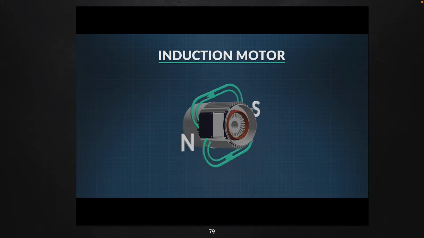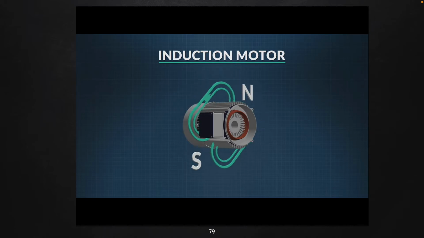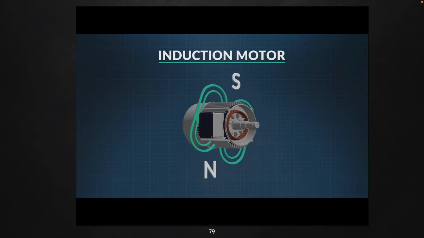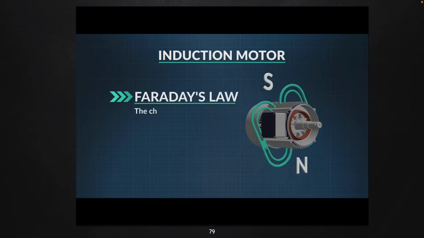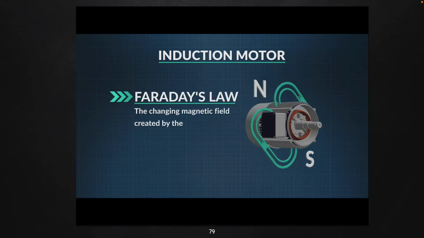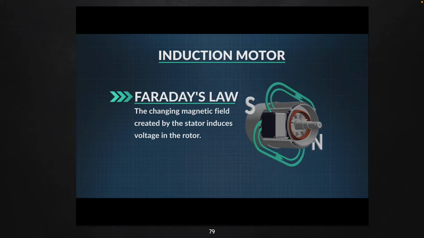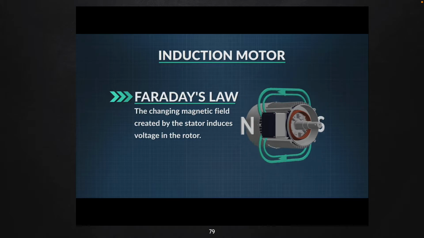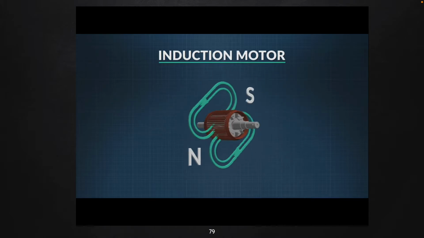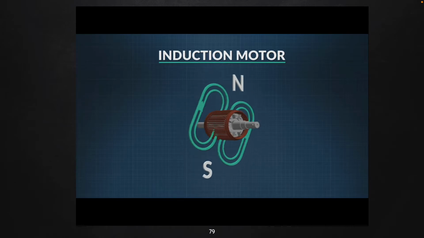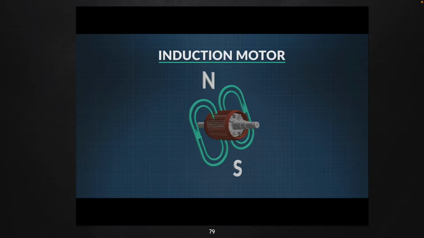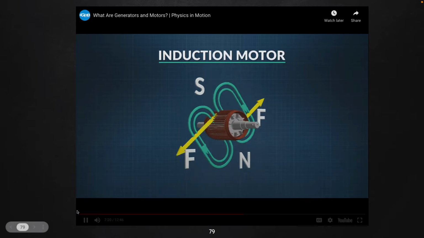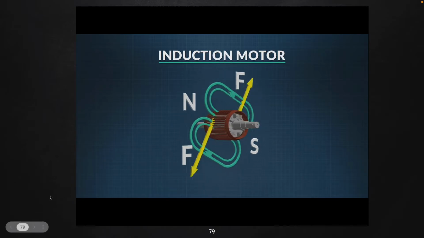Like DC motors, induction motors have a rotor at the center made of copper wires. Remember, Faraday's law tells us that the changing magnetic field created by the stator induces voltage in the rotor. And because of that induced voltage, the rotor, located at the center of the motor, becomes a current-carrying loop. The changing magnetic field around the stator exerts a magnetic force on the current-carrying rotor, which causes it to rotate.